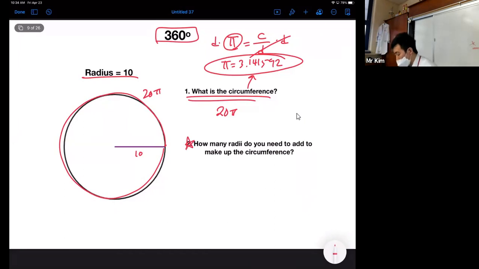Question number 2 is very important here. How many radii, that's the plural for radius, do you need to add to make up the circumference? Let's say the radius is 10. I put it along the side of the circumference, so that is 10 there. Obviously, that is not enough to go through the entire circle, right? So how many of these radii do I need to make a full 20 pi crust of the entire pie? How many of these pieces of 10 do I need to make the entire 20 pi of a circle?